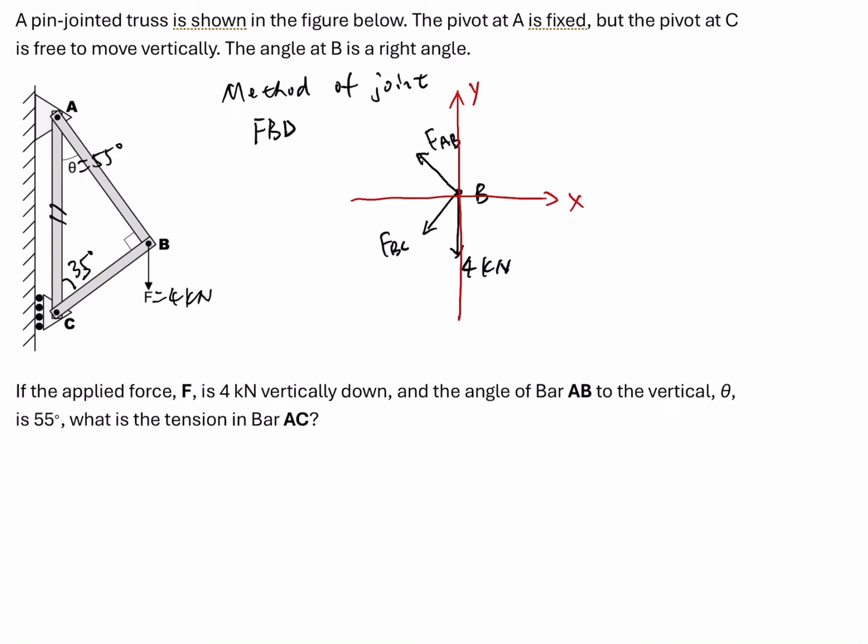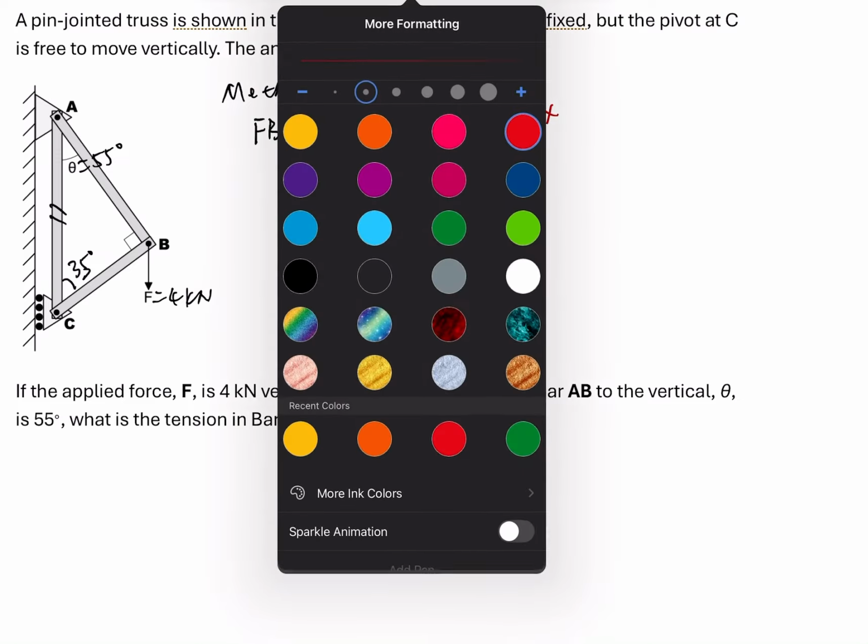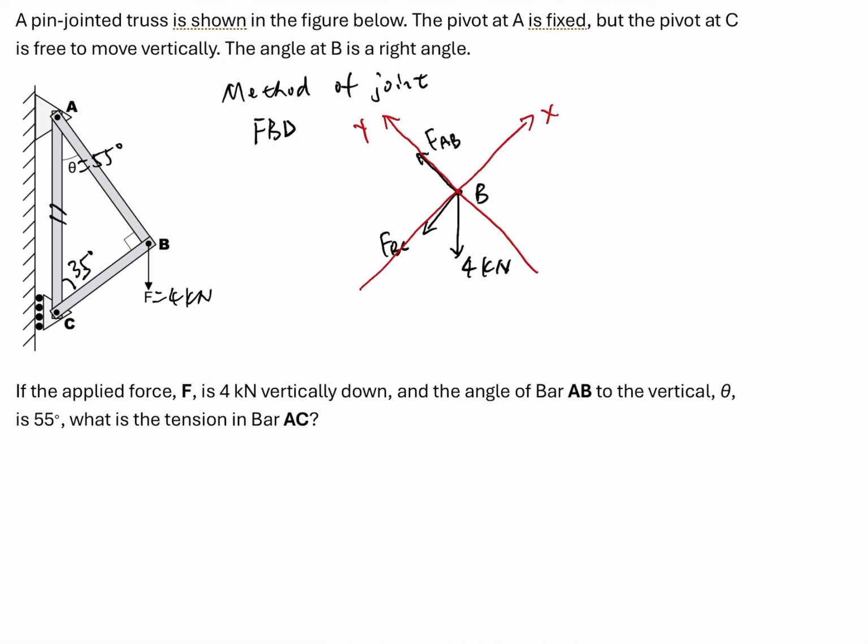But here I want to set up another coordinate system to help speed up the process. So here is the procedure. I delete the system here, and for the coordinate system, I set the X direction along the direction of FBC. So this is the X direction, and this is the Y direction. From the X and Y directions, we can find two components of the 4 kilonewton force.